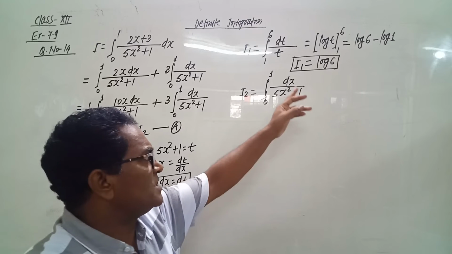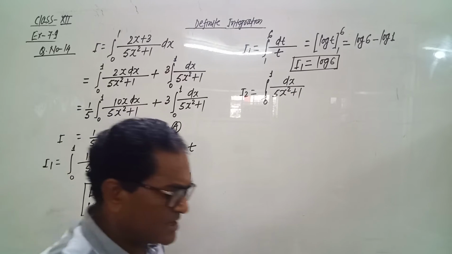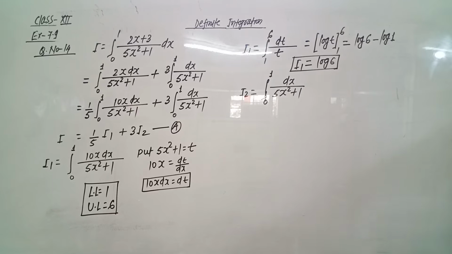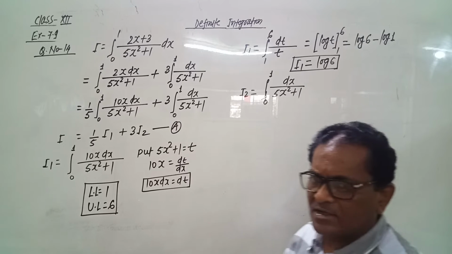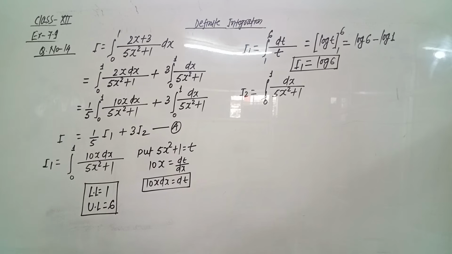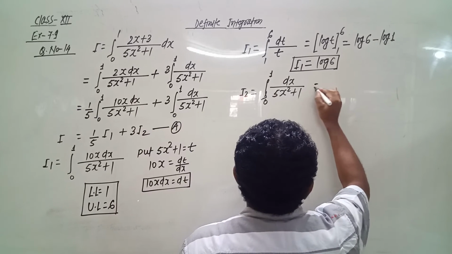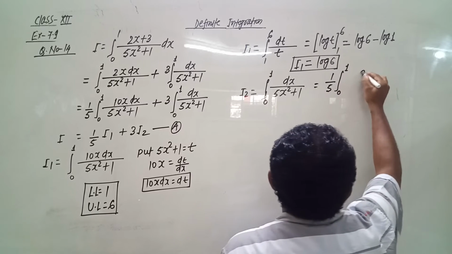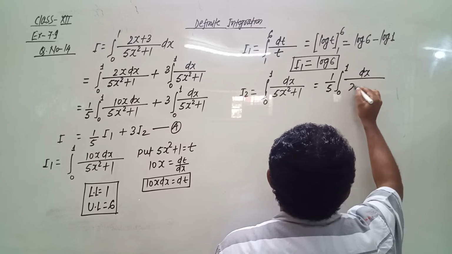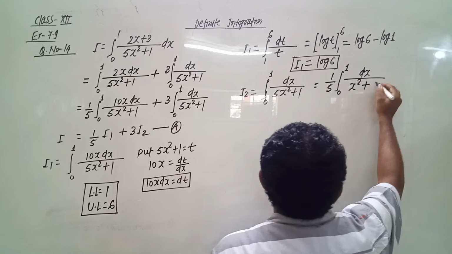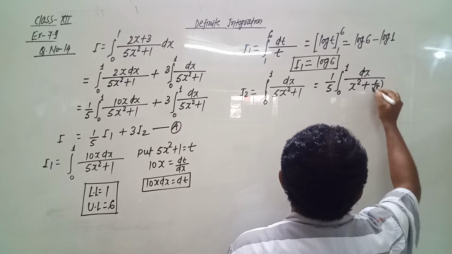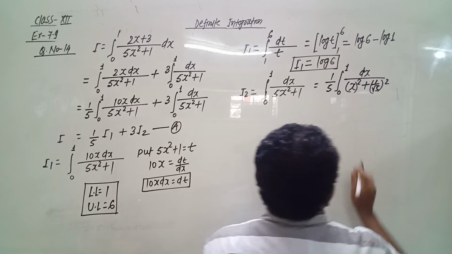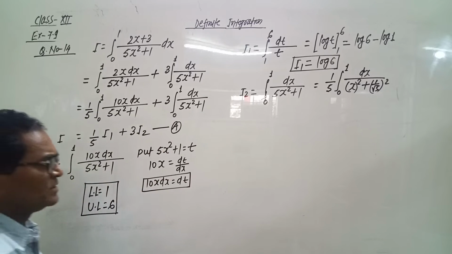We make it a square form, dx upon x square plus a square, and for making the square form, the coefficient of x square should be 1. Here the coefficient of x square is 5. So 5 would be taken as common from the denominator. When we take 5 as common from the denominator, we get integration 0 to 1 of dx upon x square plus 1 by 5, and 1 by 5 is written as 1 by root 5 the whole square. Now directly we integrate.